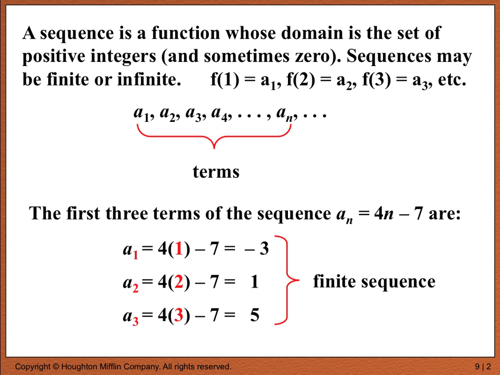A sub 2 is given that subscript because it refers to the second term of the sequence. And so I plug in 2 for n, and I get 4 times 2 minus 7. That equals 1, because 8 minus 7 equals 1. A sub 3 refers to the third term of the sequence. And so I plug in 3 for n and get 4 times 3 minus 7 equals 5. And so for this particular finite sequence, the first three terms are negative 3, 1, and 5.